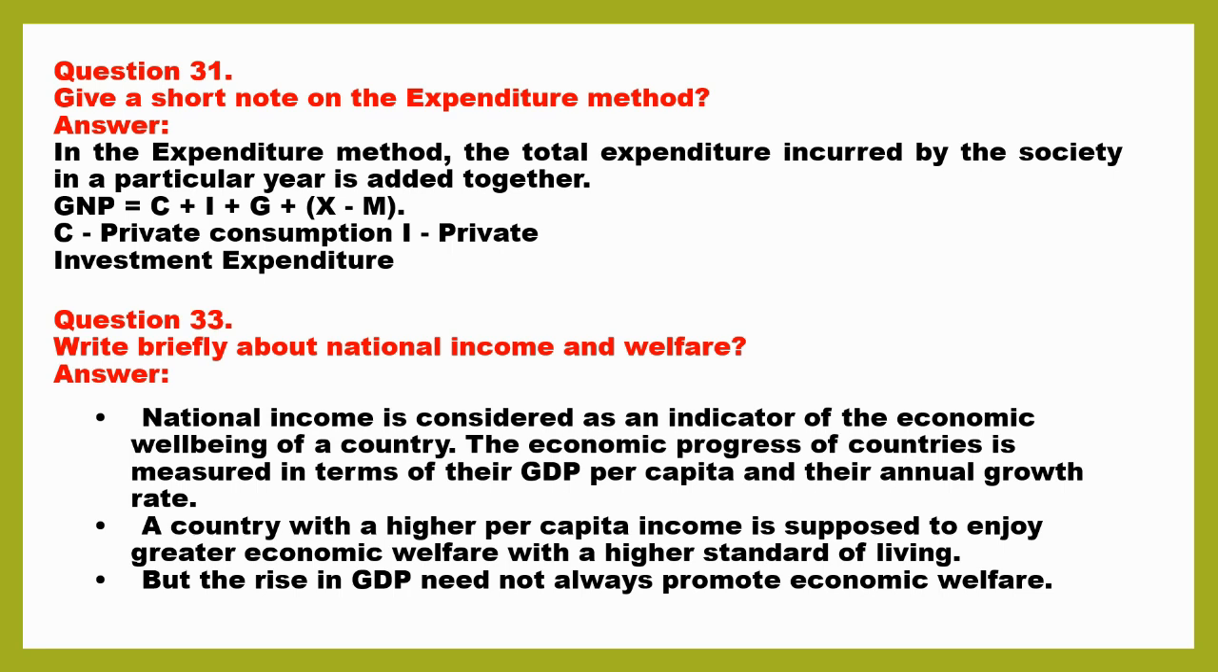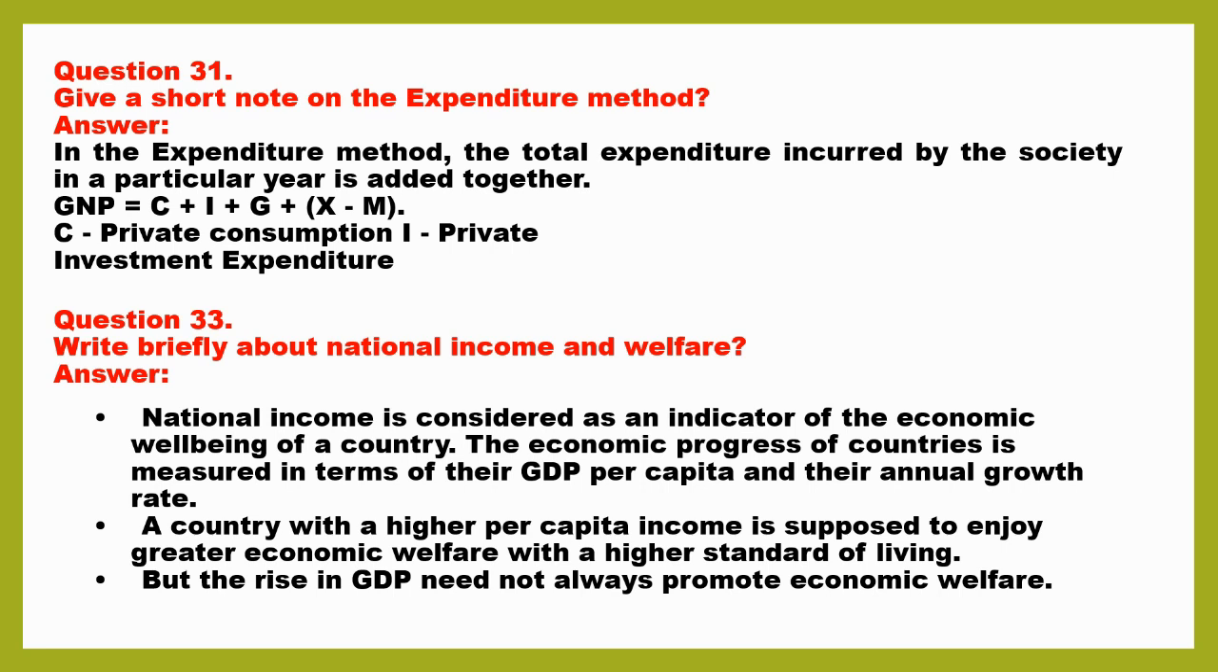Next question is, write briefly about national income and welfare. So we have to learn what is national income, and how it is related with welfare. National income is considered as an indicator of economic well-being of a country. Through national income the entire economy is analyzed, whether it is a developed economy or an underdeveloped economy. The economic progress of a country is measured in terms of GDP per capita and their annual growth rate. So how is it calculated? It is calculated with the help of GDP per capita. So growth per capita, development per capita, rural per capita, individual per capita. Every per capita income is calculated to analyze the growth and development of a country.